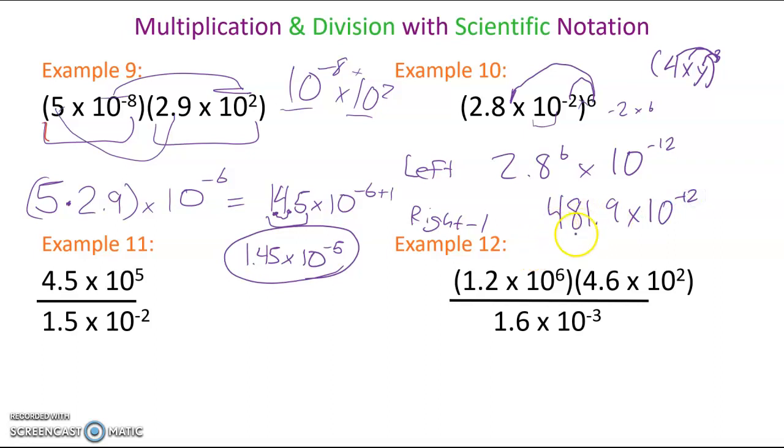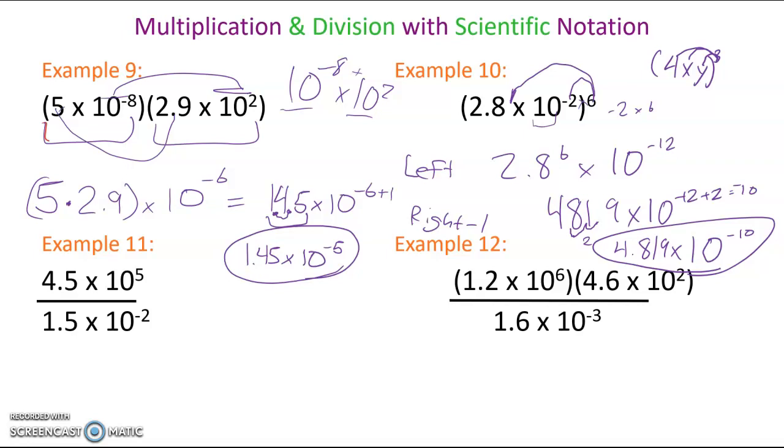Now again, this number out front is clearly not in between 1 and 10. So what I have to do is move the decimal place over 2 spots. That leaves me with 4.819 times. Now again, if I move it left, I'm adding. I moved it left 2 spots, so I have to add 2 here. So -12 plus 2 equals -10. The new exponent down here is going to be 10 to the -10th power. So 4.819 times 10 to the -10th power. All right.